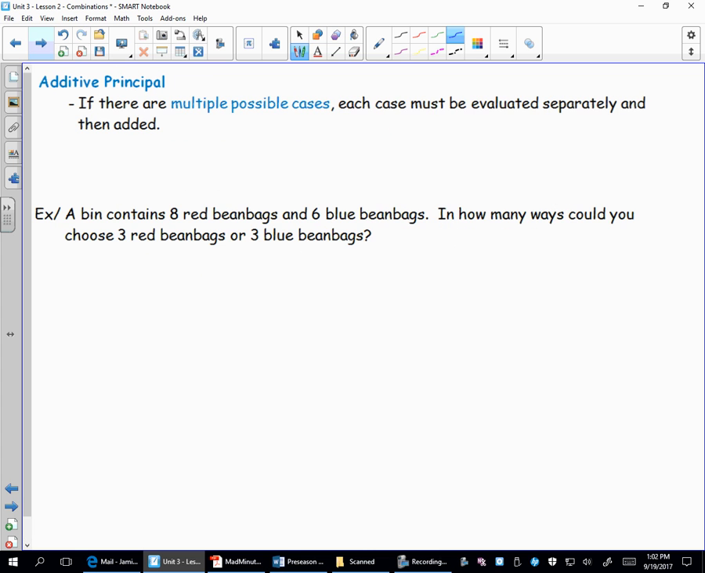You could also combine them with the additive principle. If we have cases that are mutually exclusive, they can't happen at the same time, we think of the word "or." Well, we can add those things. So for instance, we have a bin containing 8 red bean bags and 6 blue. How many ways could you get red or blue? Well, I don't have any bean bags that are both red and blue, so no overlap. These are mutually exclusive.